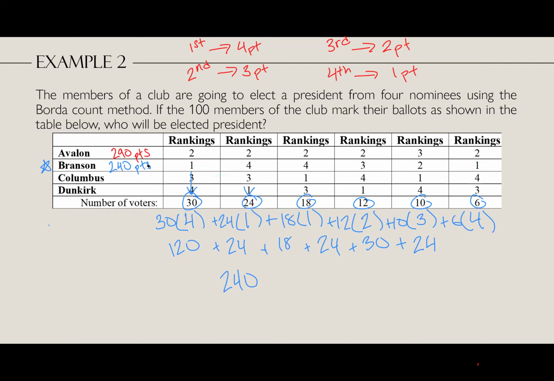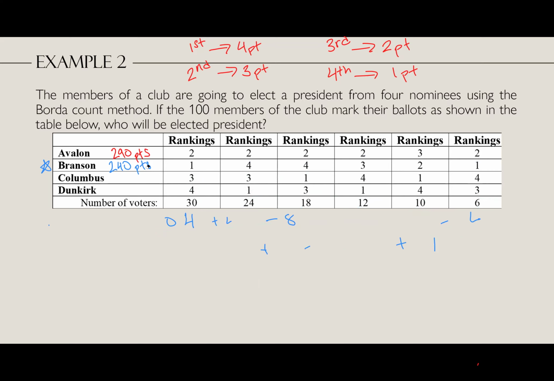Now let's check our third candidate, Columbus. So for Columbus, once again, for convenience, I'm going to go ahead and mark the number of points that we get. Let's use this sort of purple color. So for Columbus, we have a third place, which translates to 2 points.